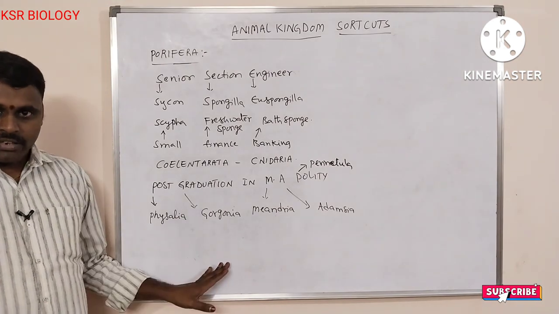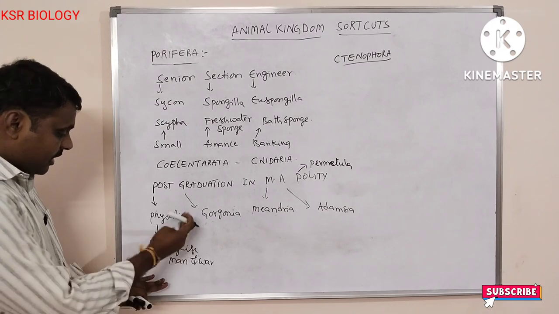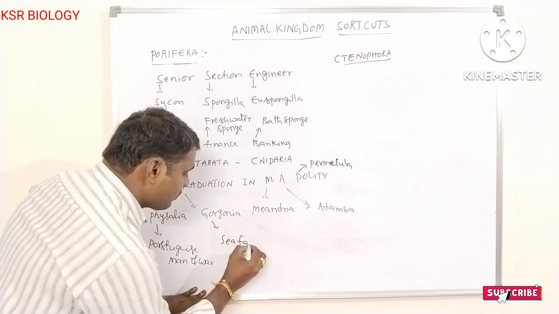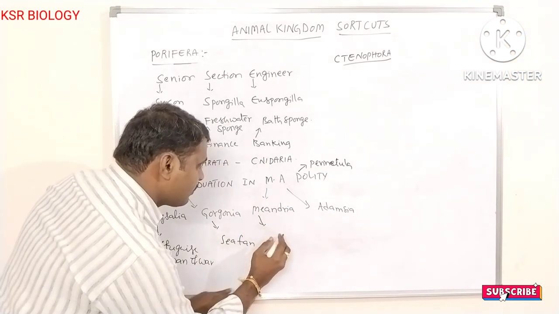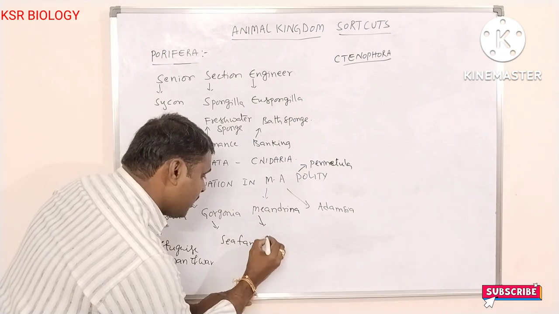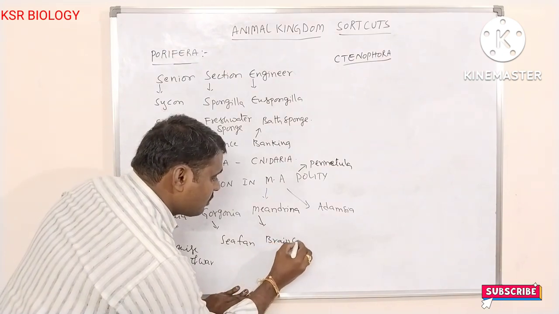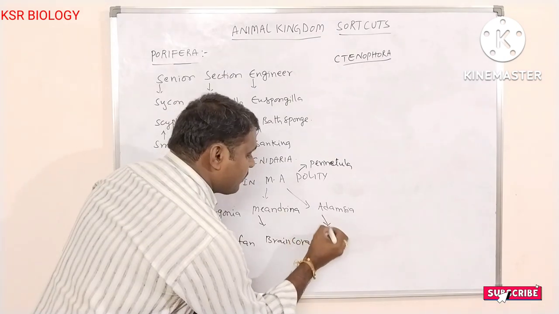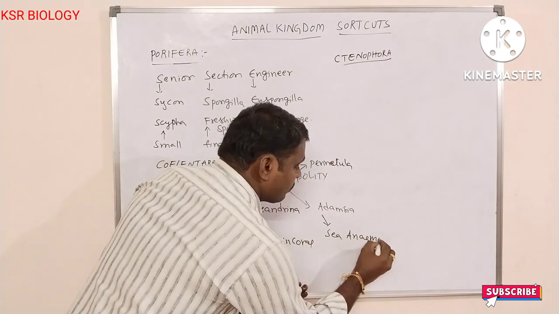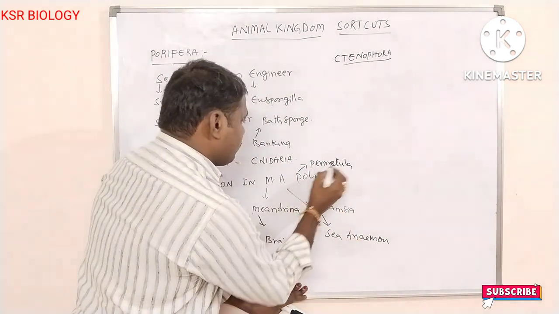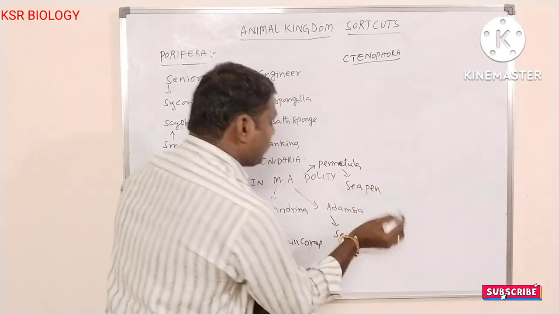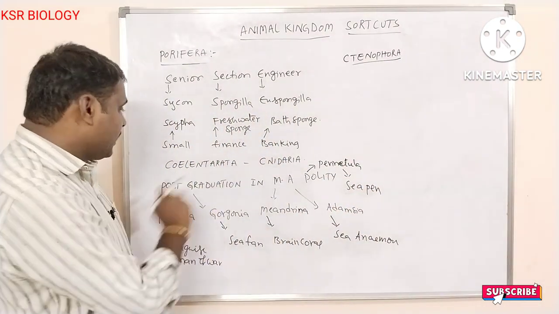Now we will discuss their common names. Physalia, Portuguese man of war. Gorgonia, sea fan. Meandrina, brain coral. Adamsia, sea anemone. And Pennatula, sea pen. These are the common names of phylum Coelenterata or Cnidaria.